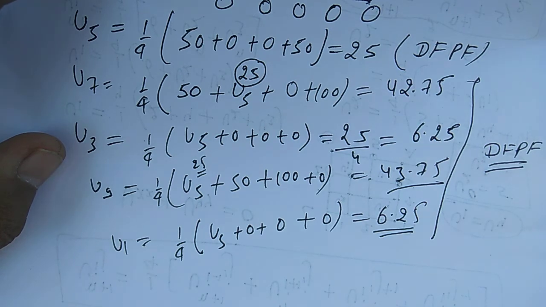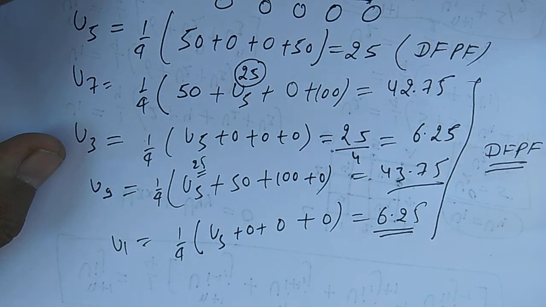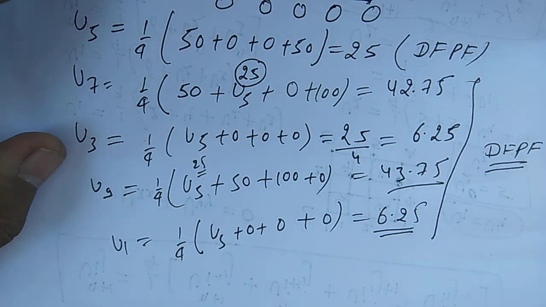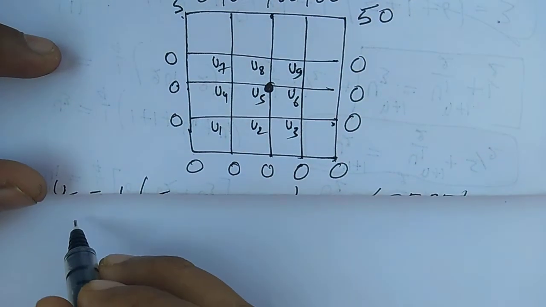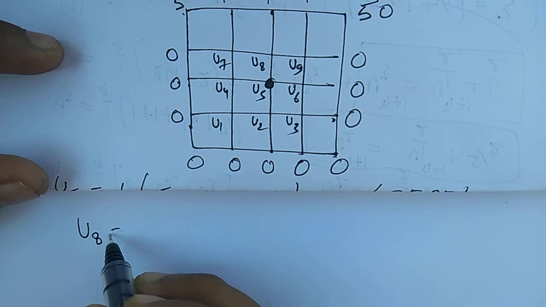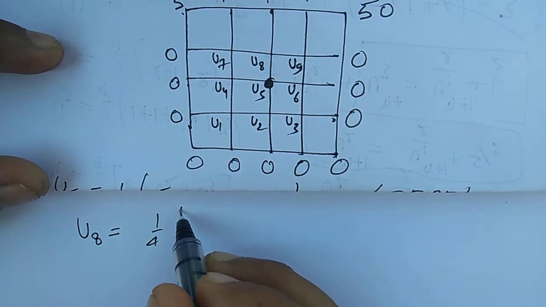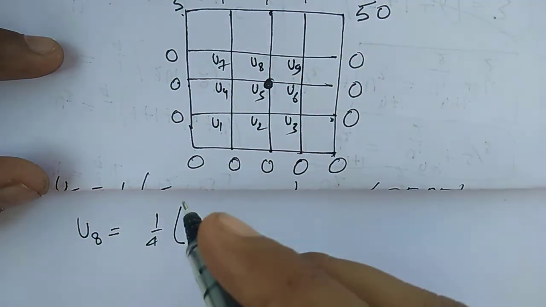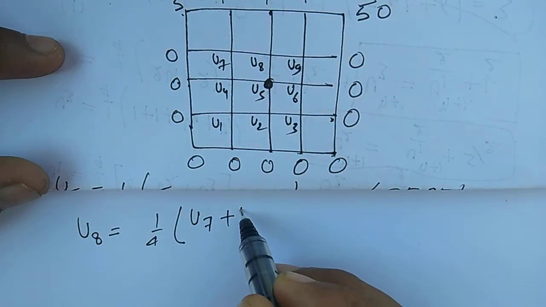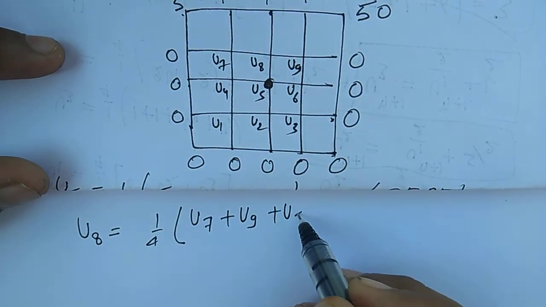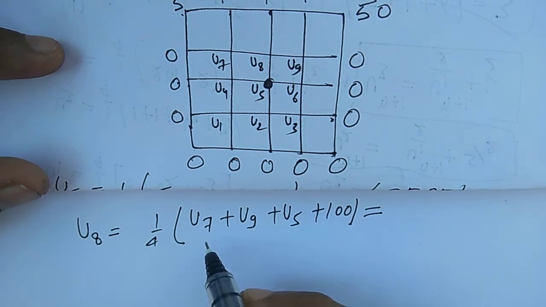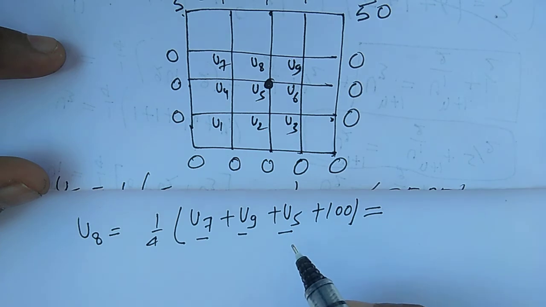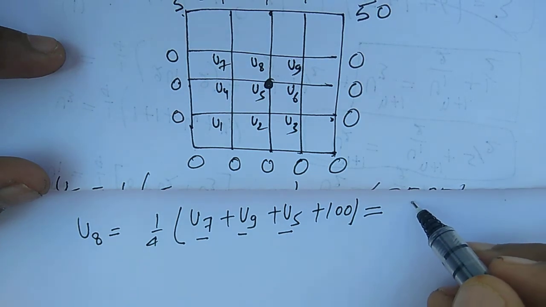So using the diagonal 5-point formula, we have got the values of u5, u7, u3, u1 and u9. Now let us find the other unknowns using the standard 5-point formula. Now let us try to find u8. So we can write u8 equal to 1 by 4 of, using the square, u7 we know, u9 we know, u5 we know, and 100. Substitute the values of these, so we get the answer 53.12.